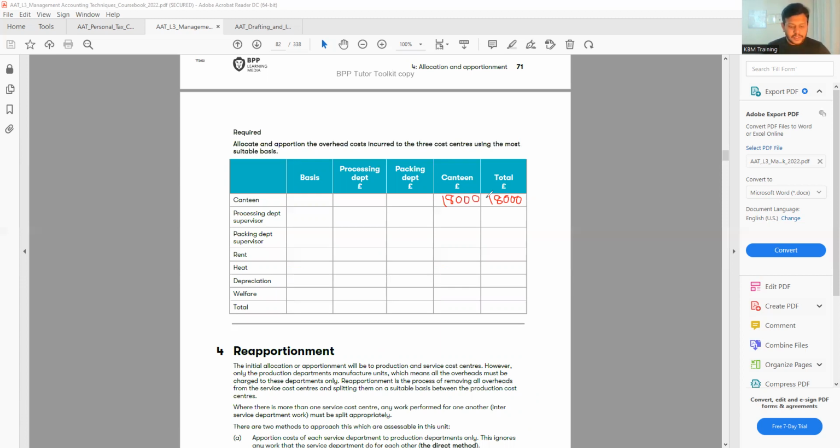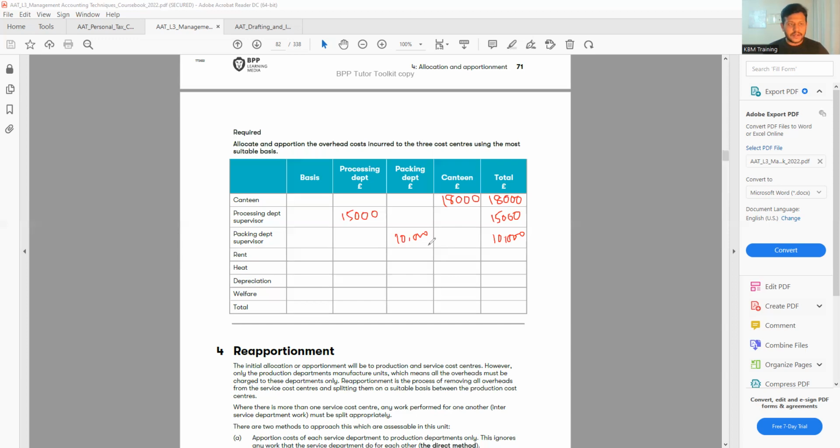The processing department supervisor is total 15,000, and this 15,000 belongs to the processing department. So you can allocate that. We said this is your department cost. And the packing department is 10,000, and you can say 10,000 is here for the packing. So these three we can actually allocate.